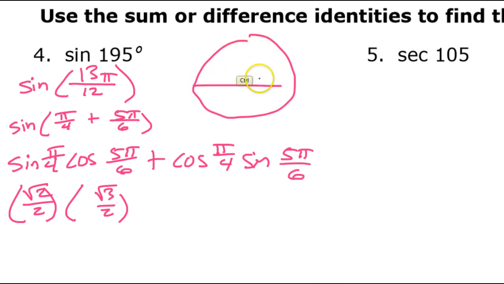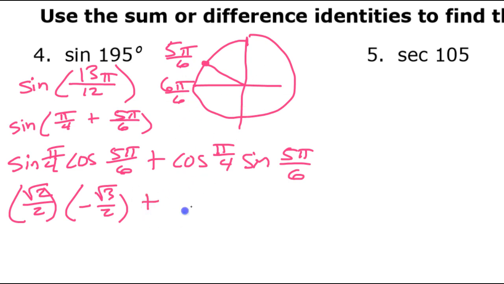So let's see. Here is 6 pi over 6, aka pi. So 5 pi over 6 is just going to be one reference angle less than that. So 5 pi over 6 is in the second quadrant. Cosine is negative in the second quadrant because it's to the left.